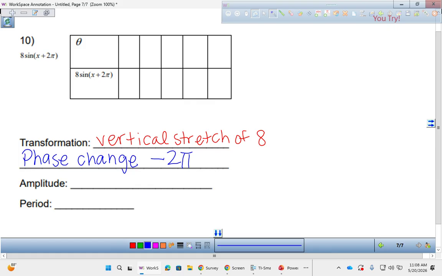I'm going to start with the y values. I think the y values are easier to work with because they're 1s and 0s. So this is the sine function, so I'm going to use the sine values. 0, 1, 0, negative 1, 0. And they are being stretched by a factor of 8, meaning they are being multiplied. It's 8 times the sine. They are being multiplied by a factor of 8.